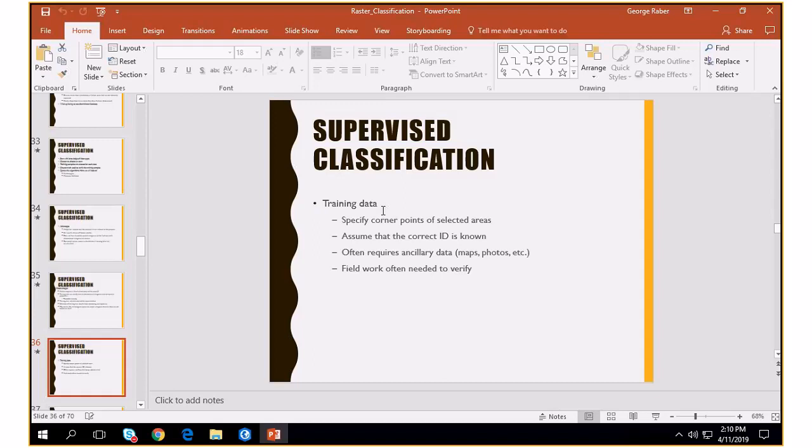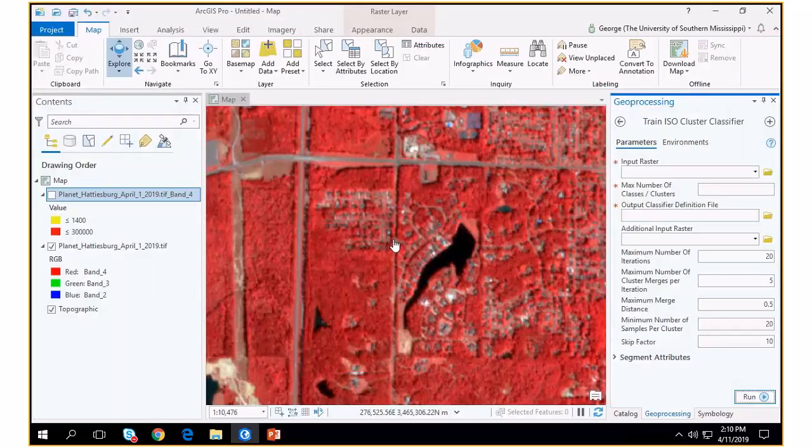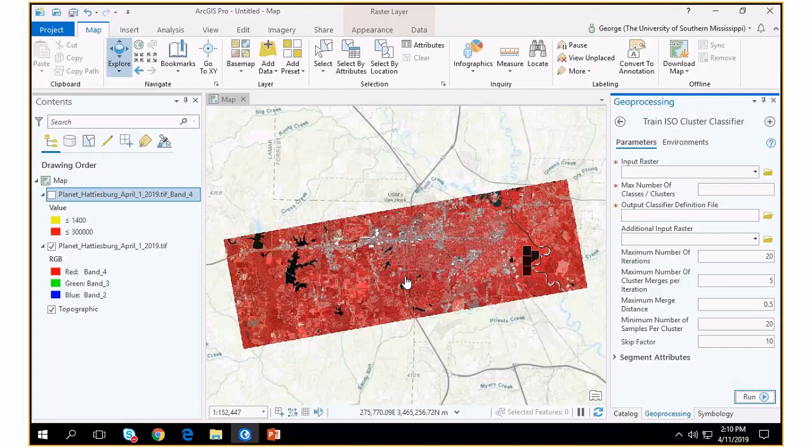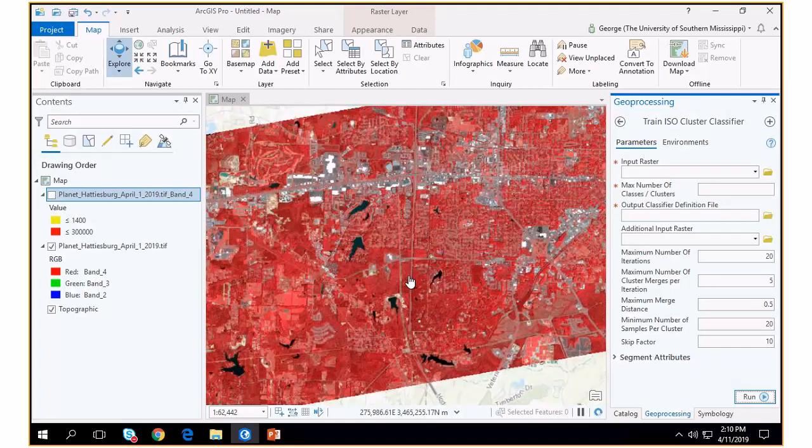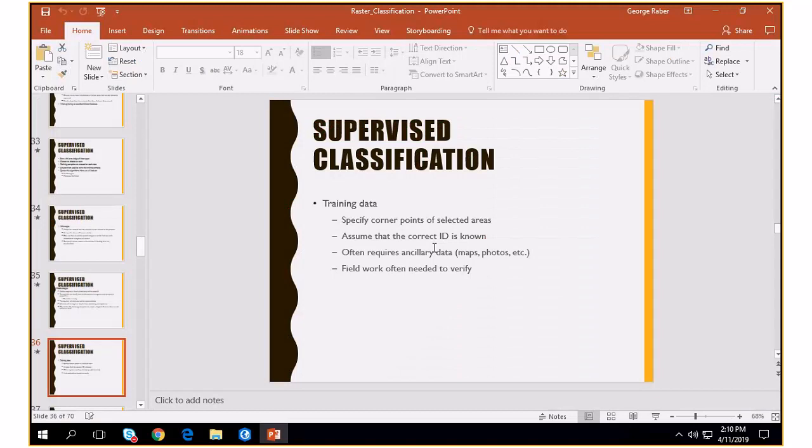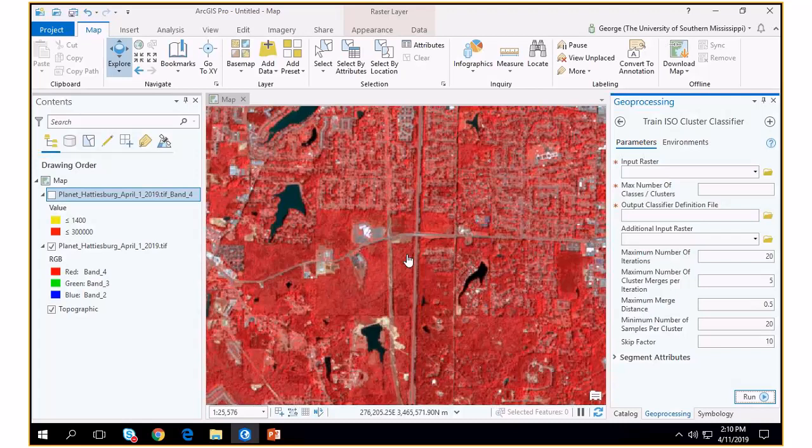There are a few different ways to specify your training data. In ArcGIS, you actually draw them as polygons. Sometimes you can recognize the classes right in the imagery you're trying to use. However, sometimes it's a little hard. You're going to have to use ancillary data. You might have some higher resolution data. You might have to go out into the field, drive around, and look and see what things are.